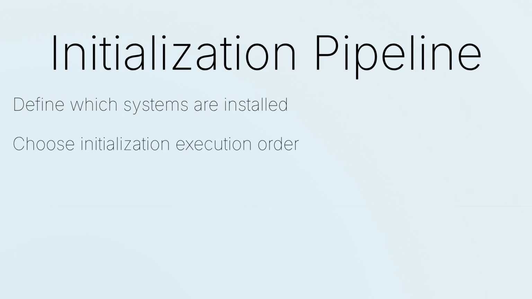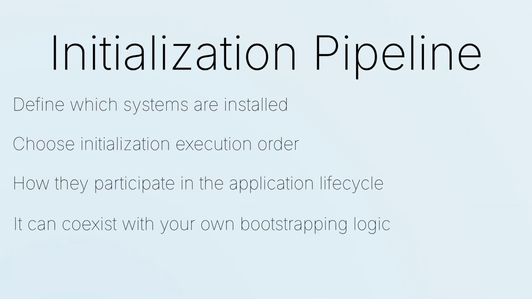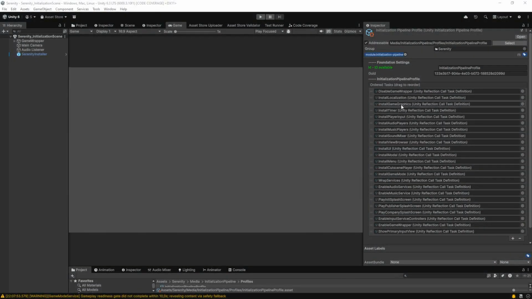The initialization pipeline is one of the core concepts in Serenity. It gives you a clear, explicit way to define which systems are installed, when they are initialized, and how they participate in the application lifecycle. This pipeline can coexist with your own bootstrapped logic. Nothing is hidden. Nothing is mandatory.